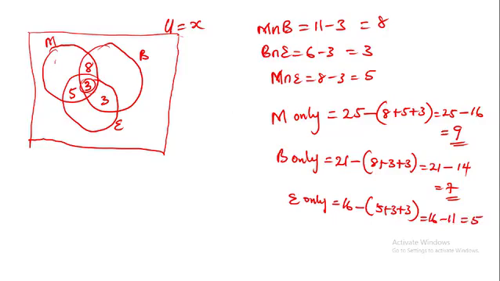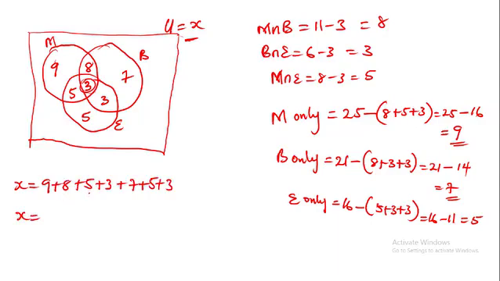Okay, so it means that our E here is 5, our B here is 7, and our M here is 9. Now, having gotten this, we'll add everything inside this rectangle, and that will give us the value of our universal set. So we'll have our X equal to 9 plus 8 plus 5 plus 3 plus 7 plus 5 plus 3. X is equal to 9 plus 8, which gives us 17.